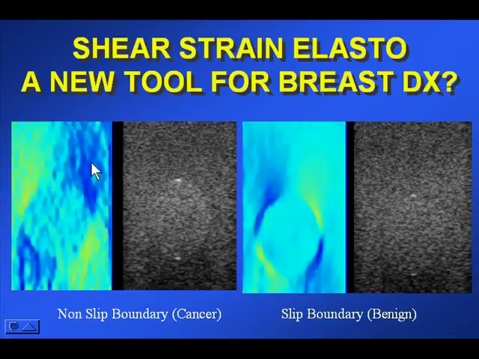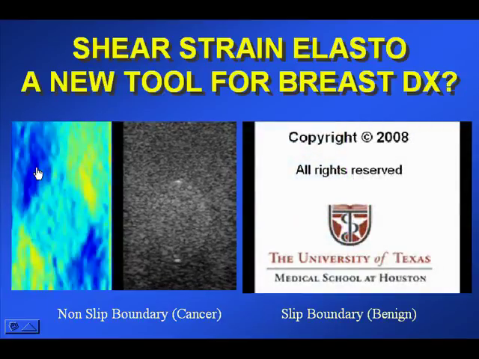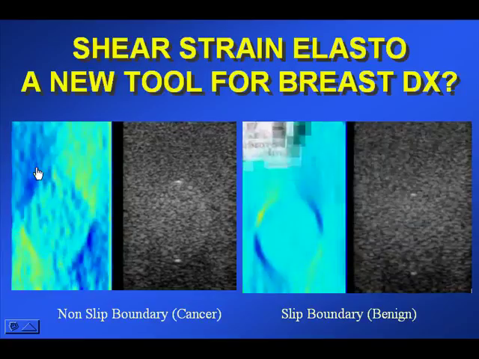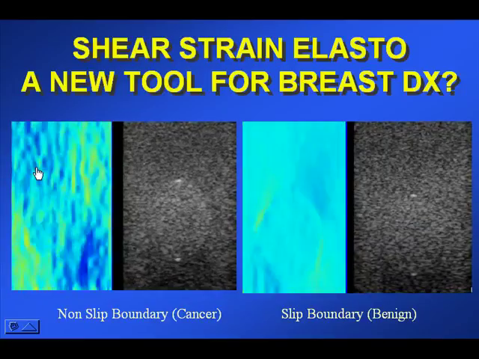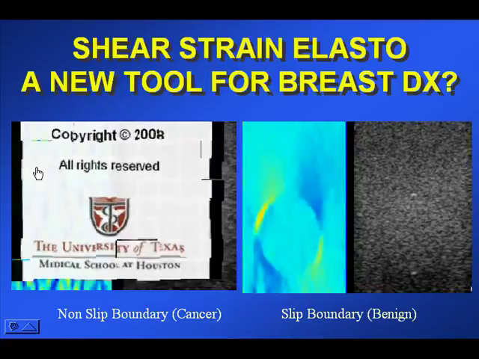We think we can use this feature to add specificity to the diagnosis of breast cancer using elasticity imaging, as this feature is quite independent from the overall stiffness of the lesion and the size of the lesion.